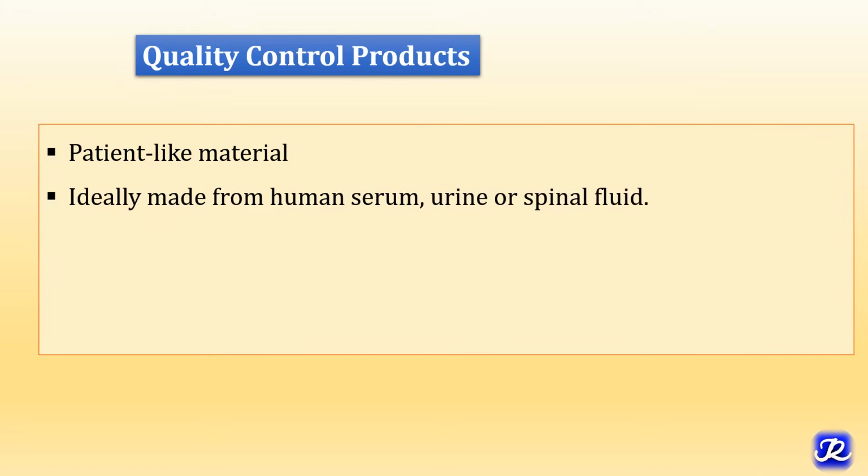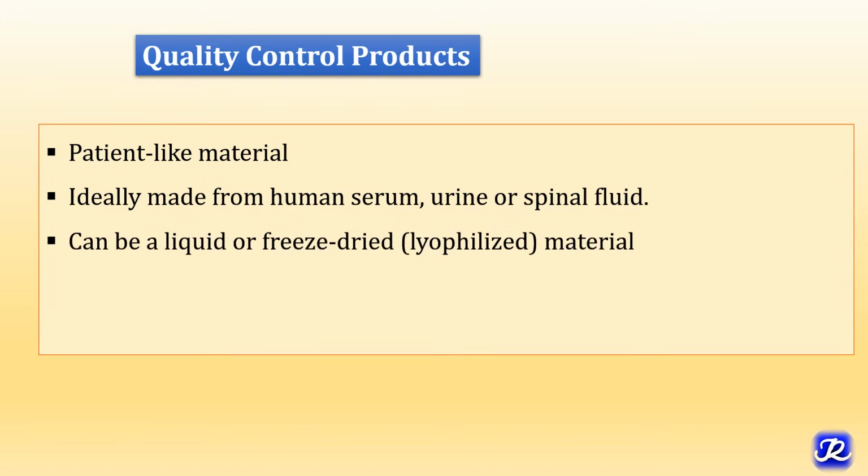As I have said, we use quality control products to monitor the analytical system. These quality control products we use daily in the laboratory before processing of patient samples. So what are these quality control products? These are patient-like material, and they are ideally made from human serum, urine or spinal fluid.